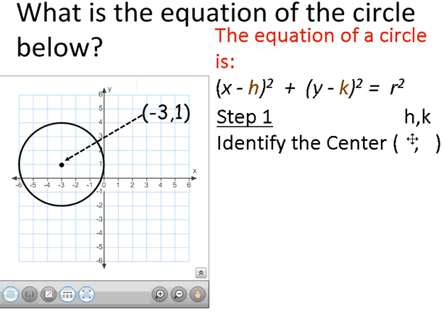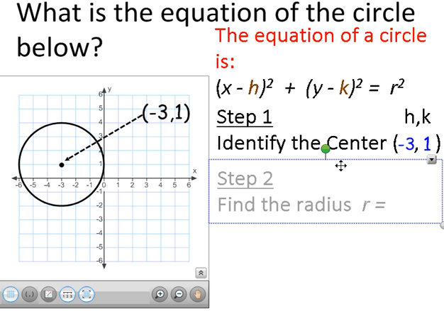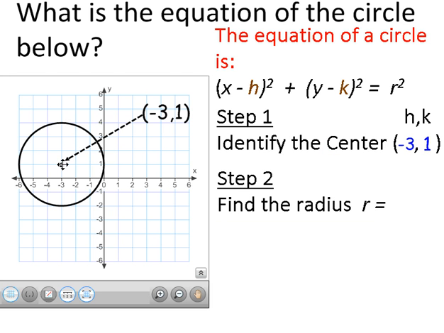So the center is -3, 1. Sorry about that. So center is -3, 1. That's the first step. Step 2, find the radius. So the radius is the distance from the center to a point on the circle.